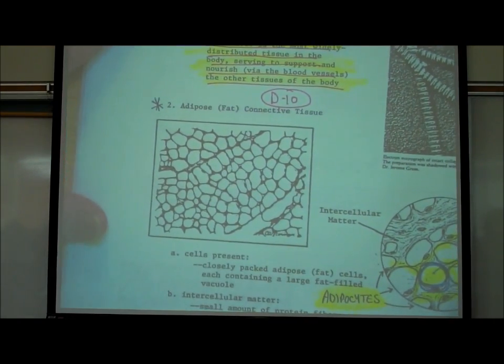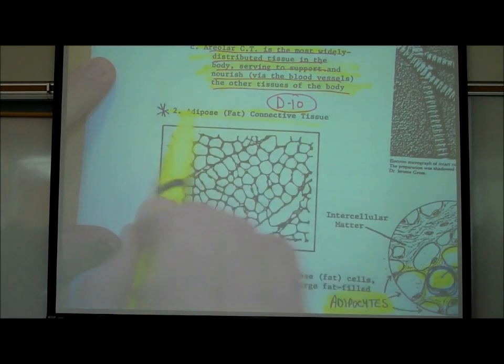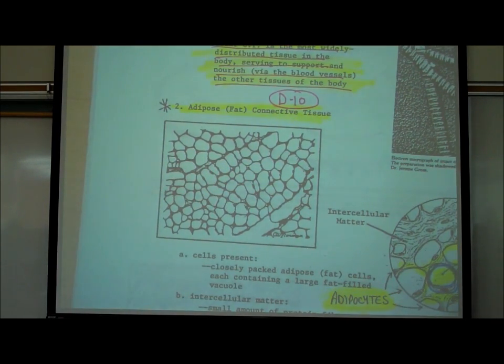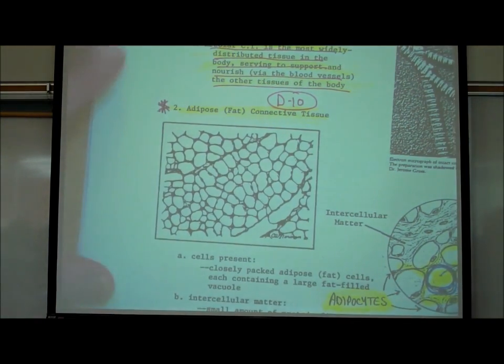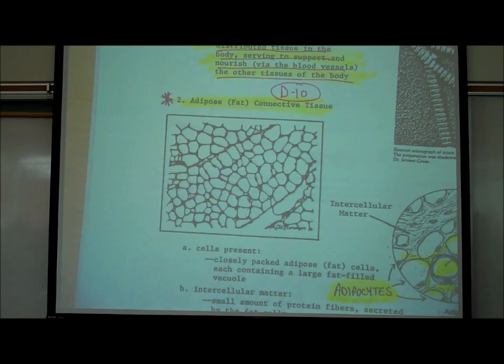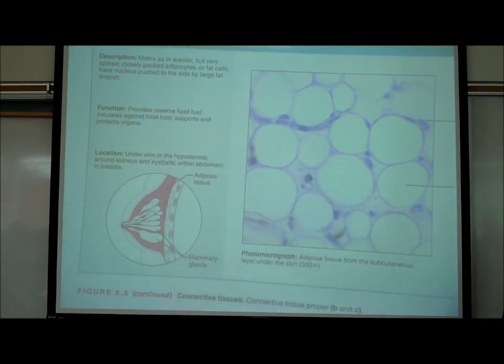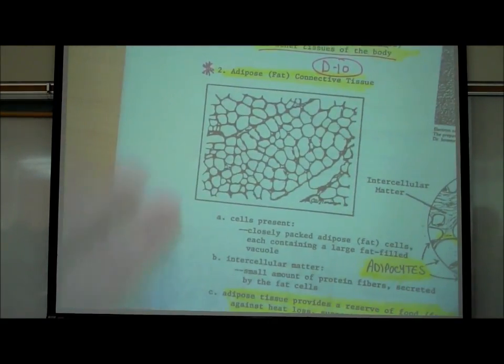On page D10, the second connective tissue we want you to know is adipose connective tissue. Adipose is the technical name for fat tissue. And again, I put a star by it. It means you need to know about it and recognize it under the microscope. Frankly, it's really easy to recognize. You've got pictures in your lab manual like this. This is really what it looks like, just like in the lab manual. It's in your lab manual, adipose tissue.